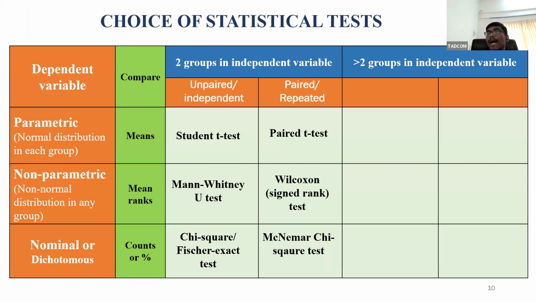And if we have a paired measure, before intervention and after intervention, just for your easy understanding, I'm sticking with the same example. There are various other scenarios too, but for the first time, you just remember these things alone. Then we can go for McNemar's chi-square test.